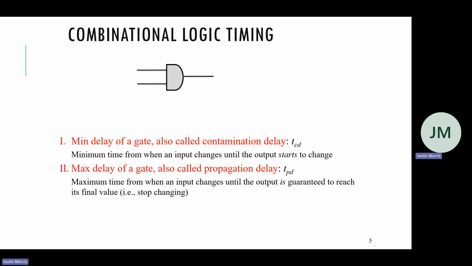And then the maximum delay of a gate is also called the propagation delay. This will be seen as TPD. This is the maximum time from when an input changes until the output is guaranteed to reach its final value, as in is done changing. So we have these two different timing characteristics of combinational logic circuits: the minimum, which is contamination, and the maximum, which is propagation.